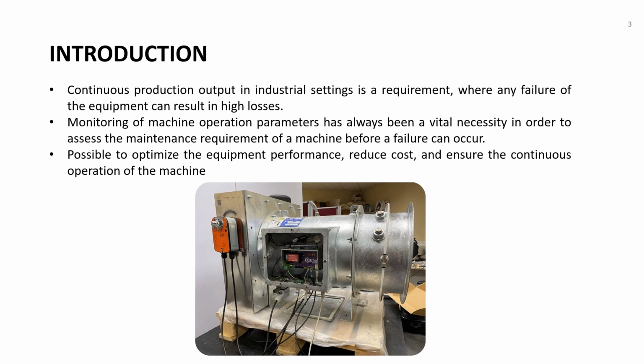In any industrial setting, continuous production is critically important, and in these environments, any equipment failure can result in significant losses. That's why monitoring machine operation parameters is not just a good practice, it's a necessity. By assessing maintenance requirements preemptively, we can optimize equipment performance. This optimization will not only reduce cost, but also guarantee the continuous operation of a machine and safeguard against any potential disruptions in the industrial process.